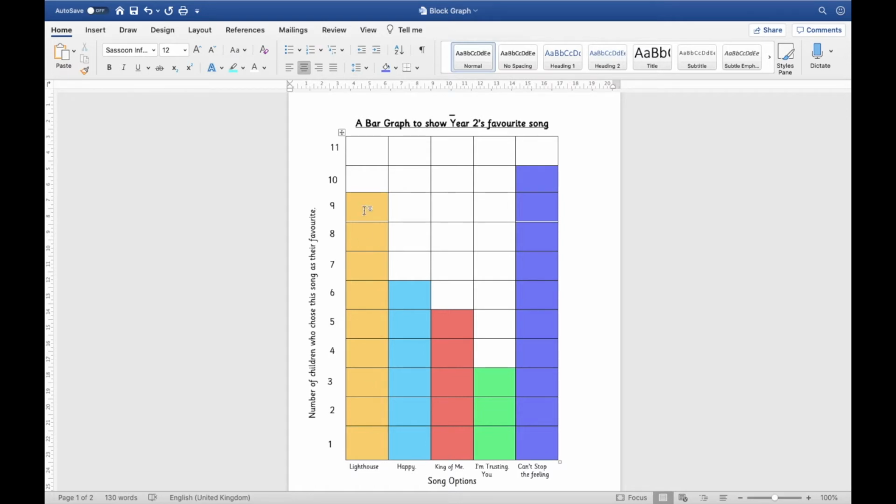If you didn't want to count it, which is absolutely fine, this is what graphs are for, you could look, okay, so it goes the whole way up. It's been coloured in up to the number 9, so we know right away that Lighthouse got 9 votes.